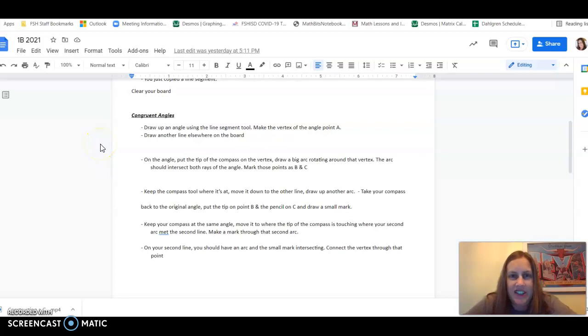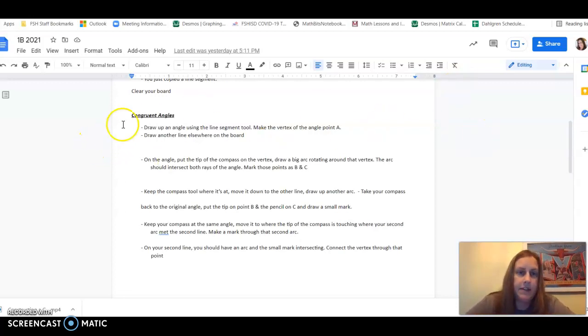All right, so this next construction is going to be constructing a congruent angle. With a congruent line segment, you could just easily knock it out and do it with a ruler. This one you can do it with a protractor as well. It's a little bit more difficult, but again, with this construction tool, it's a lot easier.